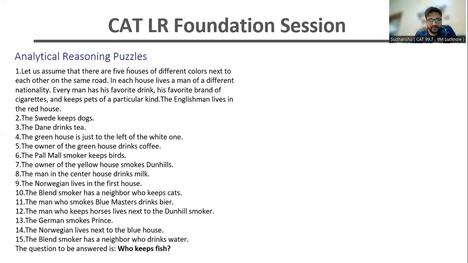Let's assume that there are 5 houses of different colors. In each house lives a man of different nationality. There is a drink, there is a brand of cigarette, and there is a pet. So 1, 2, 3, 4, 5, 5 fields are there, right? And there is one more, which is order of these houses, right? So color, order, drink, nationality, cigarettes, and pets. So there are 6 fields here.